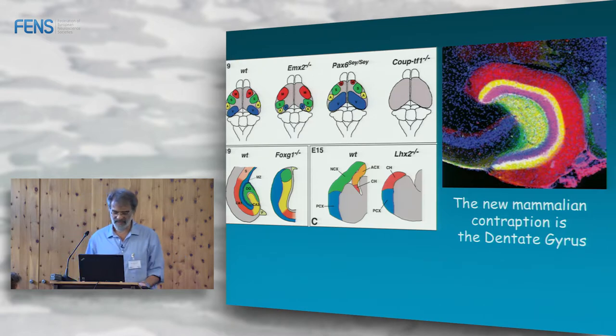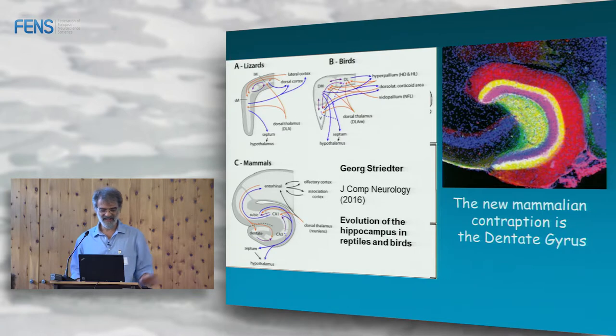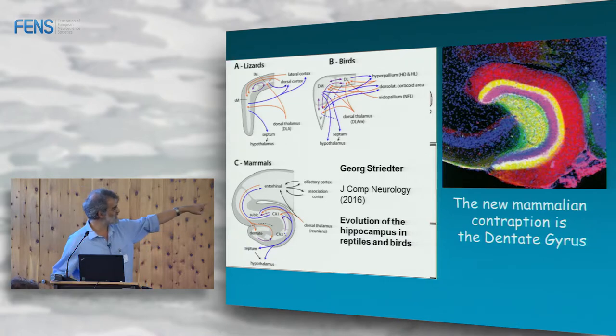So now I think it's beginning to be understood how it is set up genetically, but I don't want to discuss things that I don't really understand. I just want to put up as an authority on this issue the diagrams by Georg Striedter, who shows this homolog structure in lizards, birds, and mammals. The feature that is really unique to mammals is the fact that there is this input region to the hippocampus, the dentate gyrus, which is made up of interneurons. They are excitatory interneurons. They're interneurons in the sense that they do not project outside of the structure. This is in contrast to the hippocampal homolog in lizards and birds.